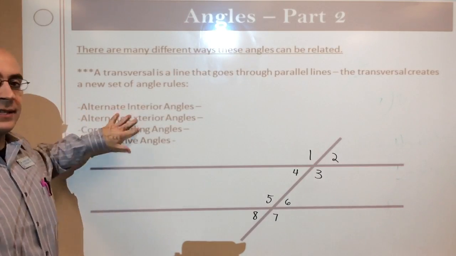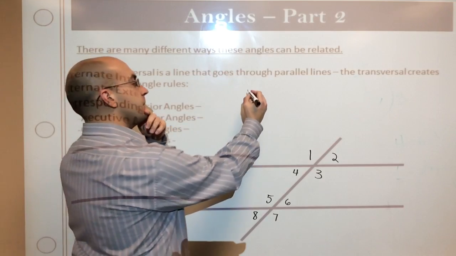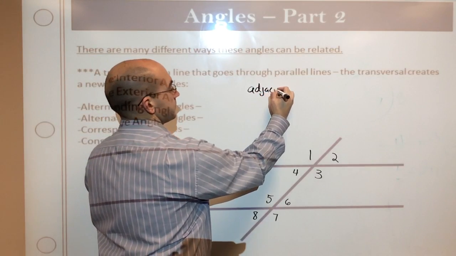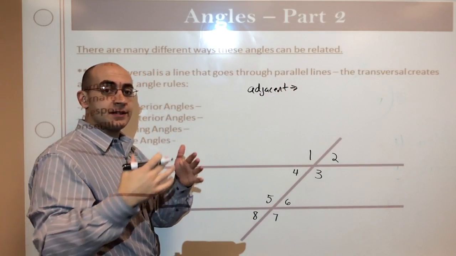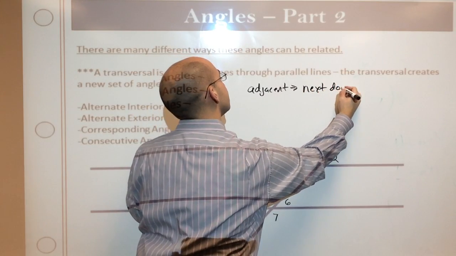Okay, so let's talk about angles, part the second. Before we get into this, let's go over some of the rules that we talked about yesterday. We've got adjacent angles, and we said that a good way to remember that is adjacent is next door neighbors. So angles that are next door to each other.